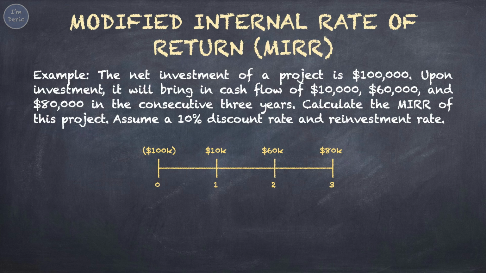The net investment of a project is $100,000. Upon investment, it will bring in cash flow of $10,000, $60,000, and $80,000 in the consecutive 3 years. Calculate the MIRR of this project, assume a 10% discount rate and reinvestment rate.